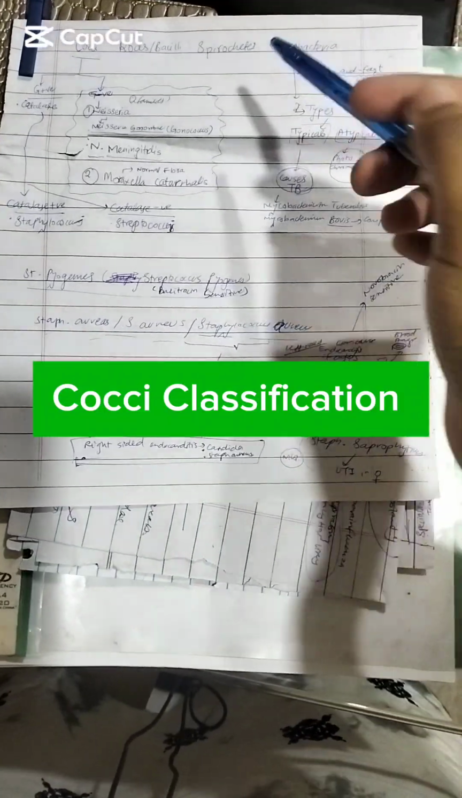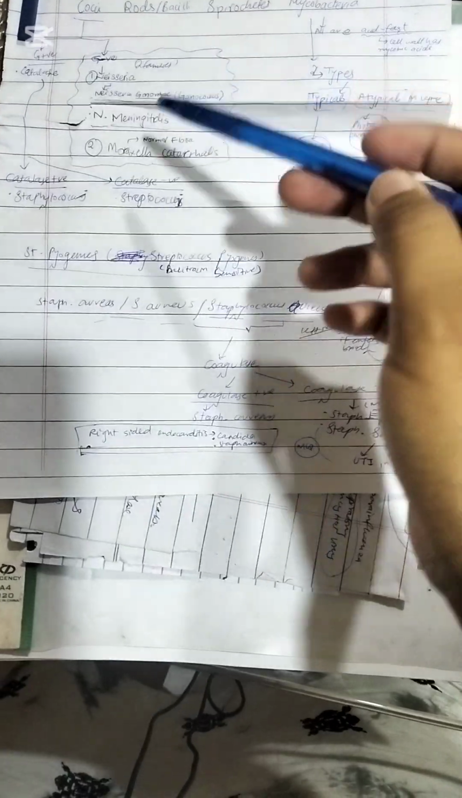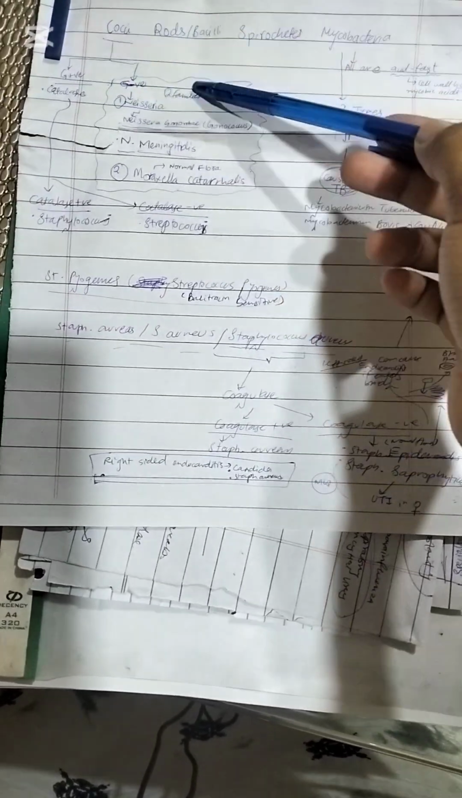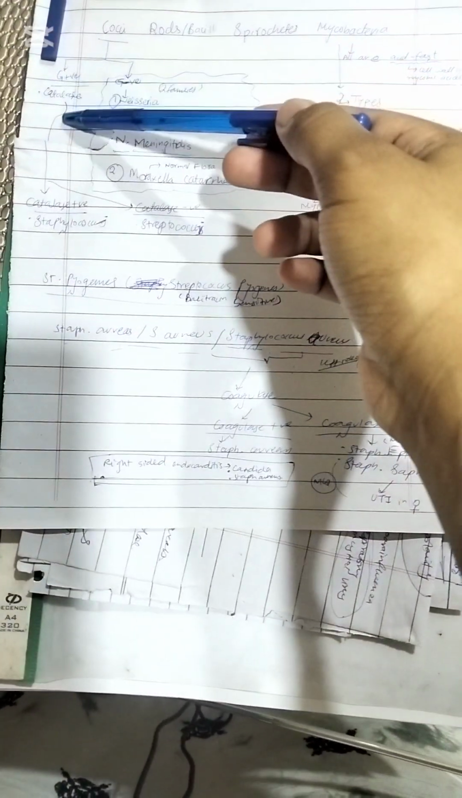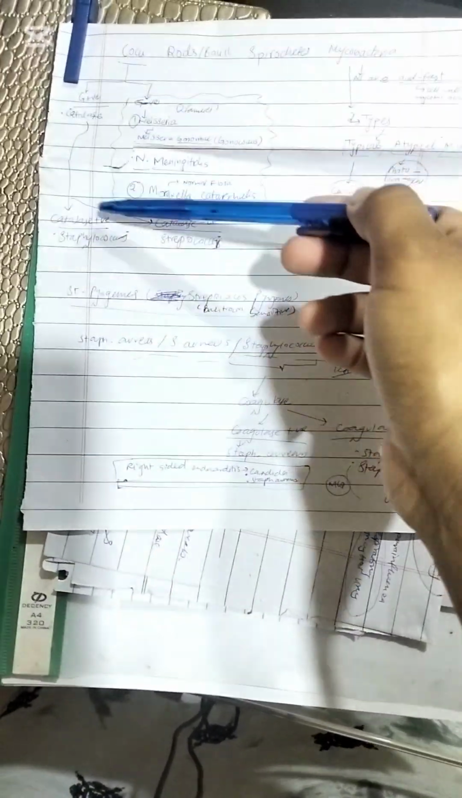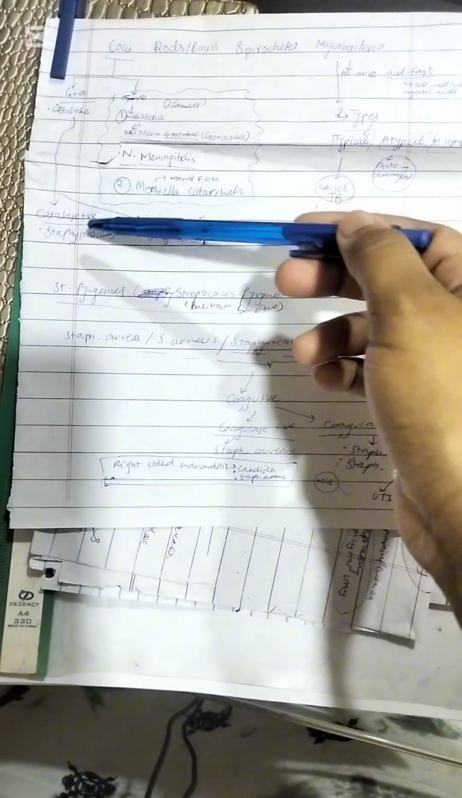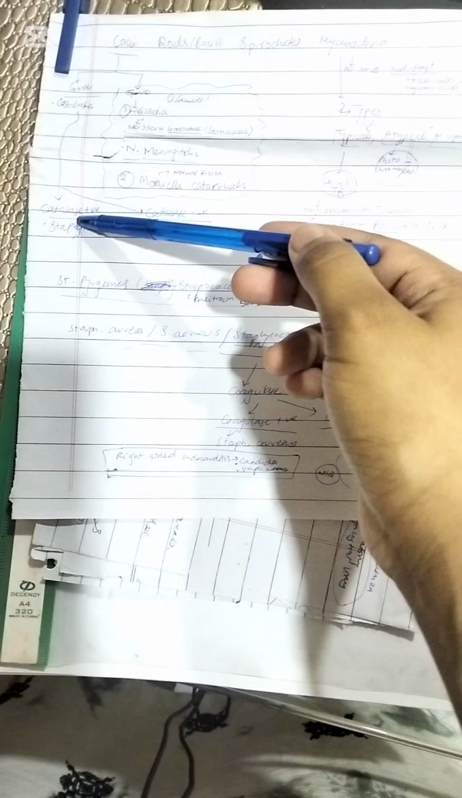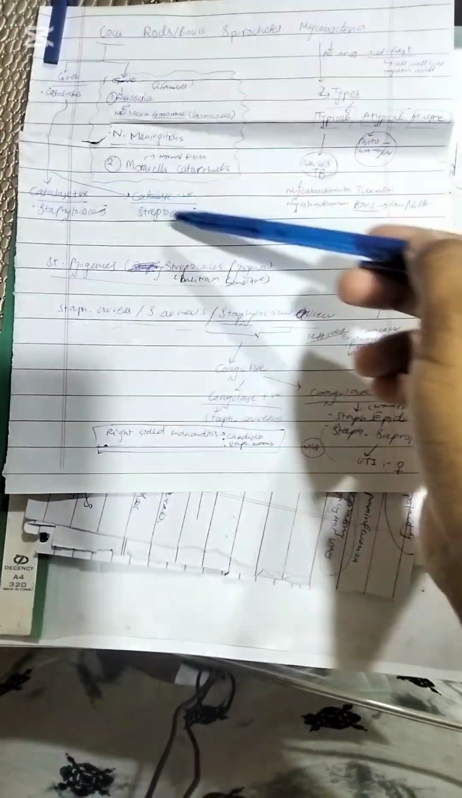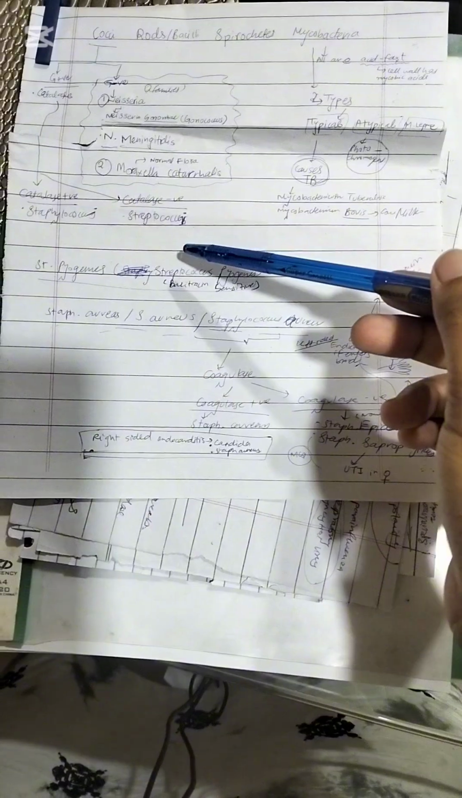Now let's talk about the classification of cocci. So we can classify them into gram-positive cocci and gram-negative cocci. For the gram-positive cocci, please remember GC, which is gram-positive, is for catalase. So it can be catalase positive or it can be catalase negative. For catalase positive, we just have staph or Staphylococcus, and for the catalase negative, we have streptococci.